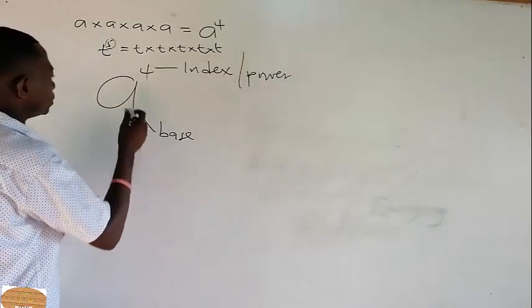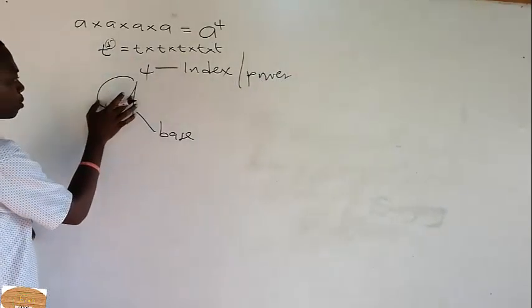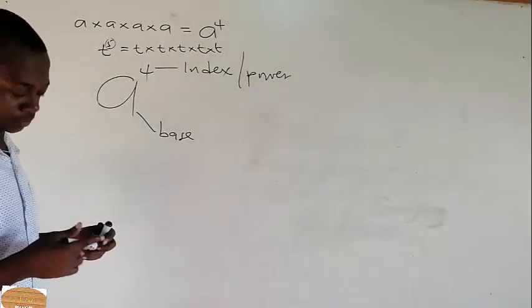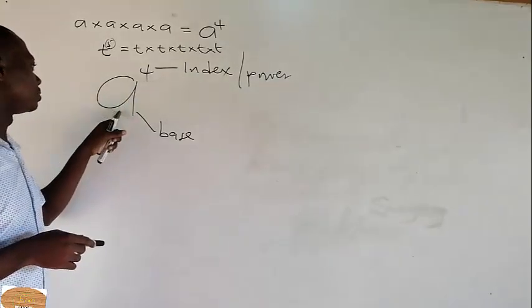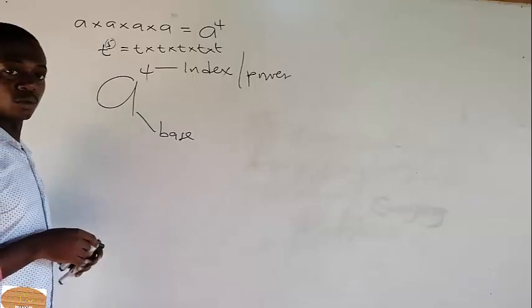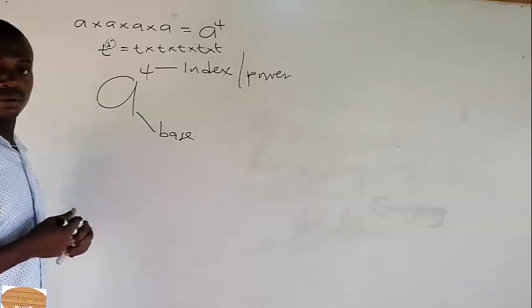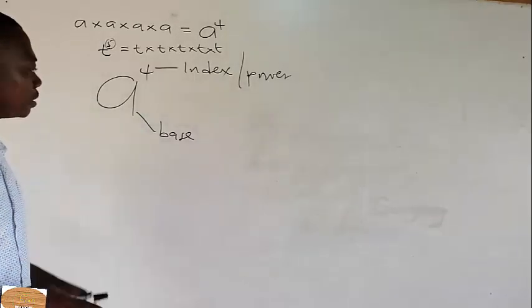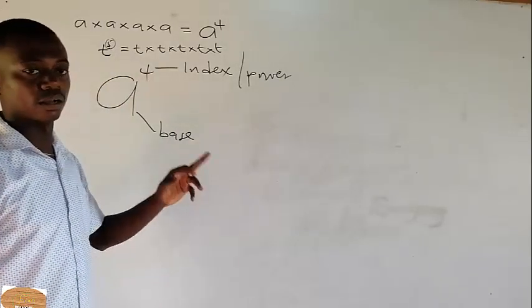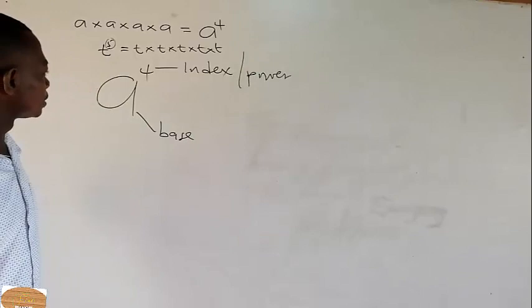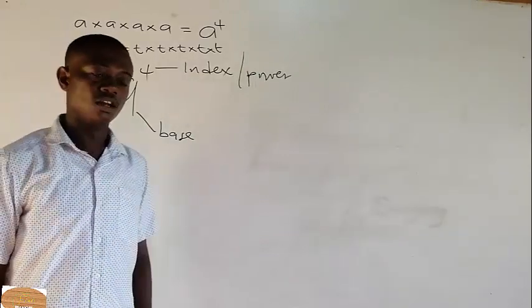So this one means that A is multiplying itself 4 times. This one is the power or index and this one is the base. This leads us to a topic called indices. So today we are going to look at a topic called indices. This one is the base and this one is the power. So let's quickly look at the laws of indices.